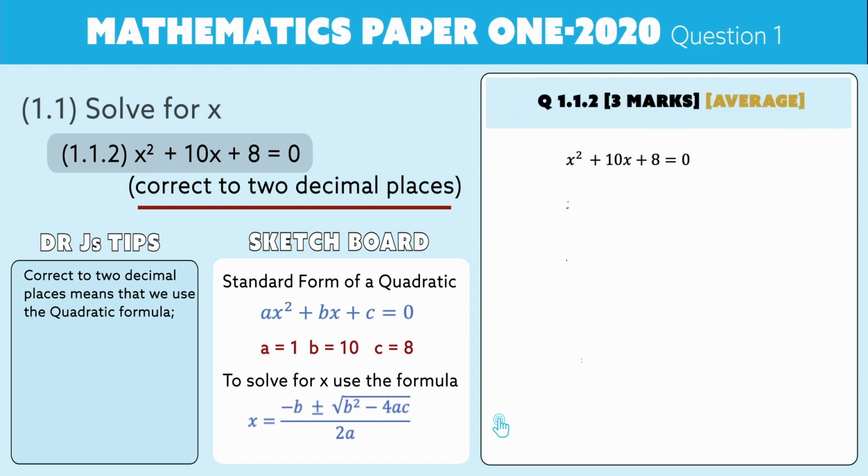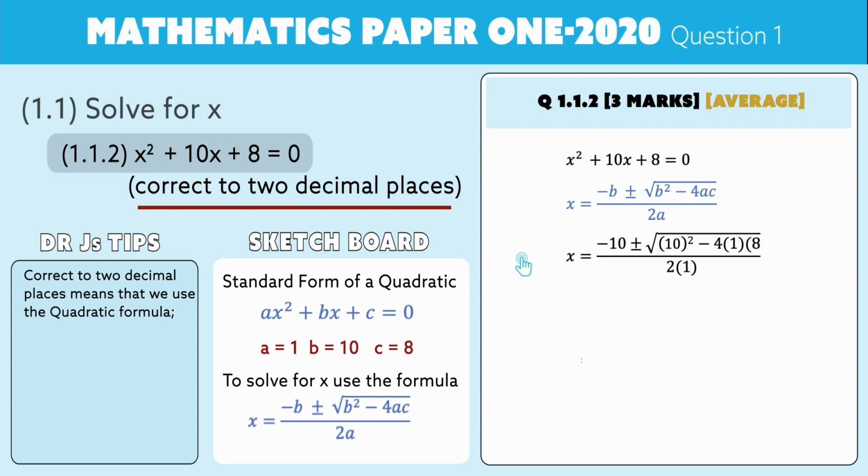The formula says x is equal to minus b plus or minus the square root of b squared minus 4ac over 2a. Okay, the b value is 10, so it's minus 10, plus or minus the square root of 10 squared minus 4 in a bracket, 1, close the bracket, open the second bracket and put an 8 in it. So you have everything. If there was a negative there, you would not slip over the negative. Divided by twice a, so that's 2 times 1.